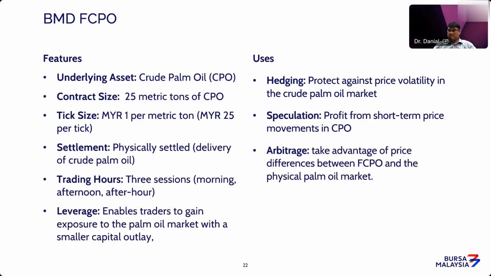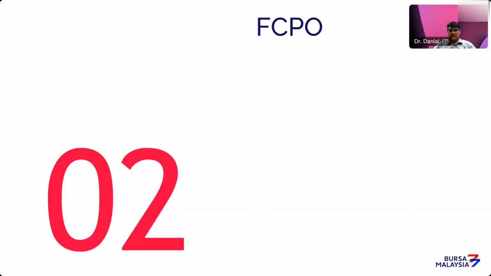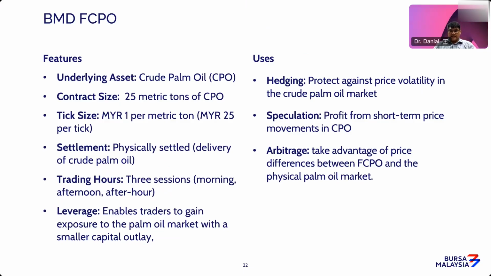I still have 15 minutes. FCPO, just for a glance, everyone knows the contract size is 25 metric tons, every 1 ringgit movement equals 25 ringgit per tick, physically settled. So that's why you need to liquidate your position when your brokers ask you to do so.